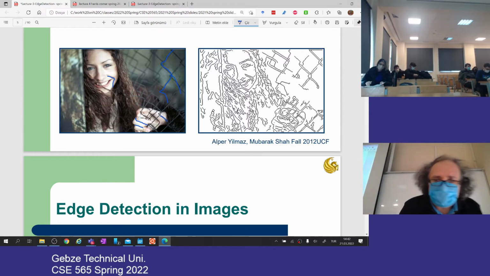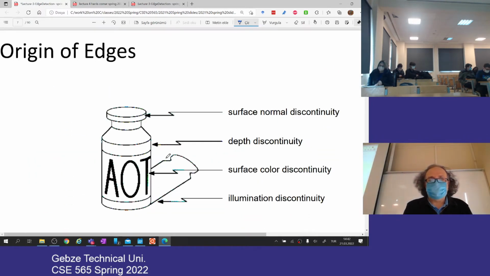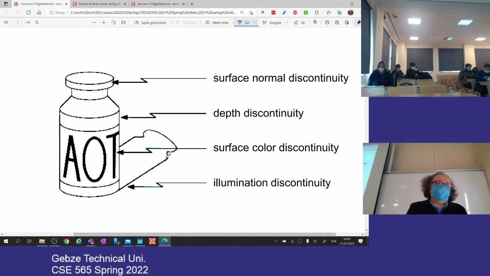So these kinds of things happen. Sudden change of intensity can happen at many places. For example, consider such an image. Well, it's not an image, it's a drawing, but consider it as an image. These kinds of intensity changes happen at many places, some of them are here.